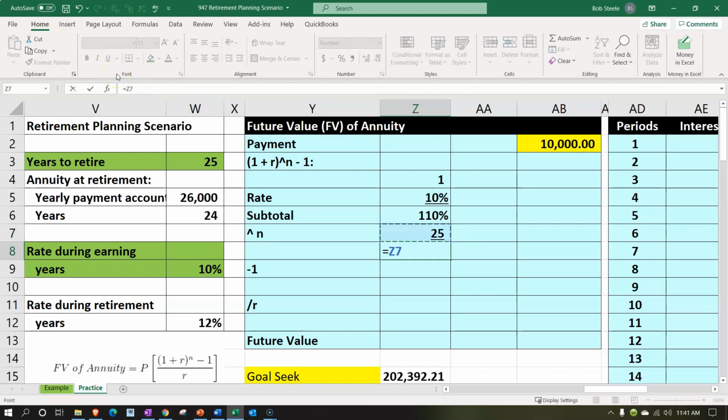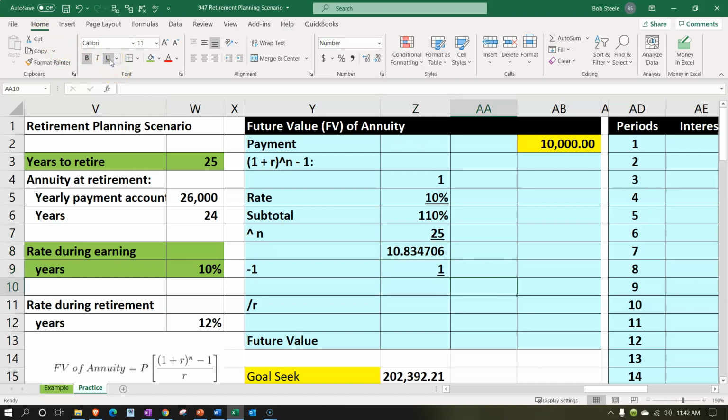This is going to be equal to the 110 to the caret, Shift 6. Caret is Shift 6. That's not Shift 6. Caret 25. And then we'll add some decimals. Home tab, numbers, add a few decimals there. So there we have that. And then we'll subtract out the 1. So 1, Home tab, numbers, underline.